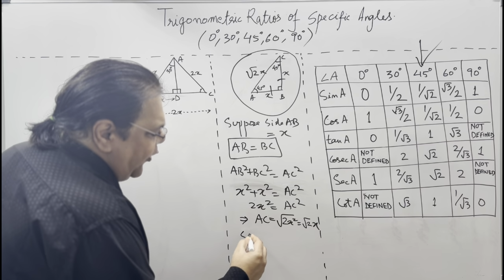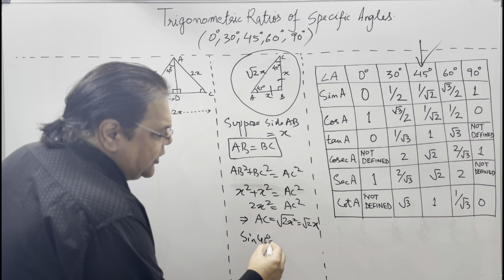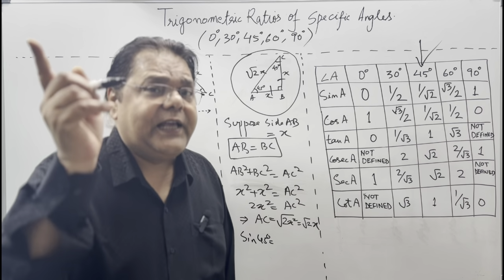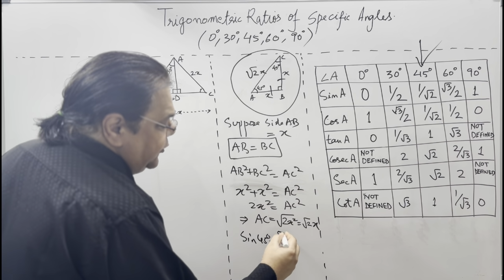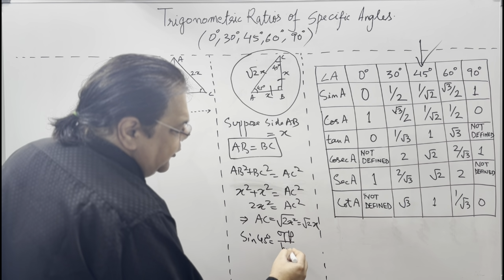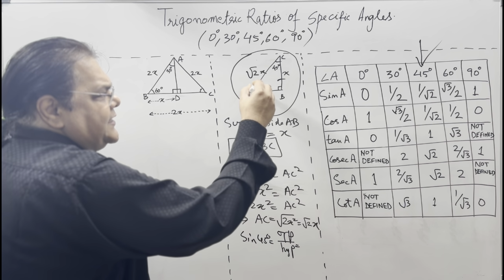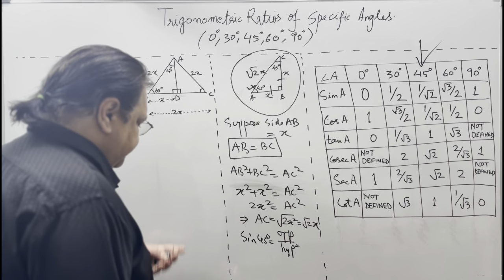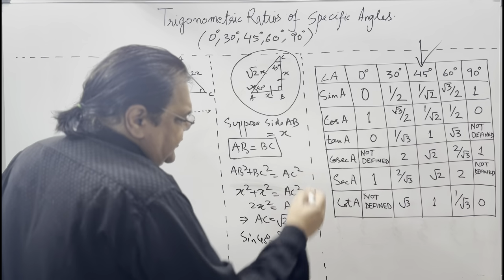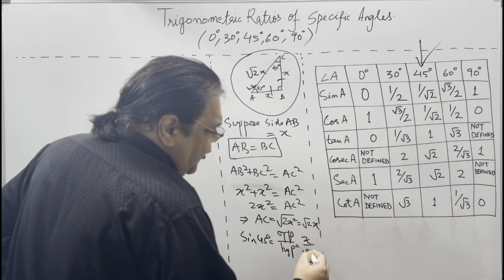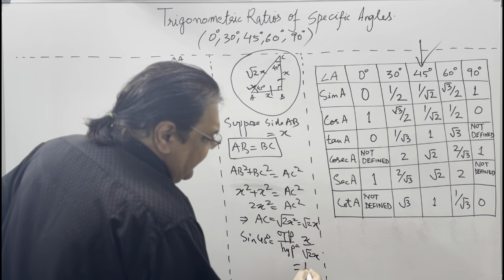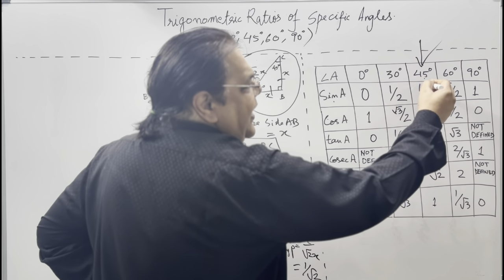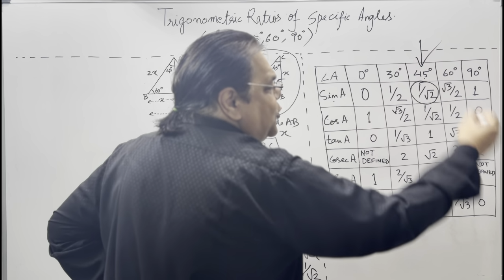Now, sine 45 degrees is equal to, sine is opposite by hypotenuse, from the last class. So, sine 45 is equal to opposite by hypotenuse. Here we will consider this angle as the reference angle. Therefore, opposite is x and hypotenuse is root 2 x. Sine 45 is 1 by root 2. You can see here sine 45 is 1 by root 2.